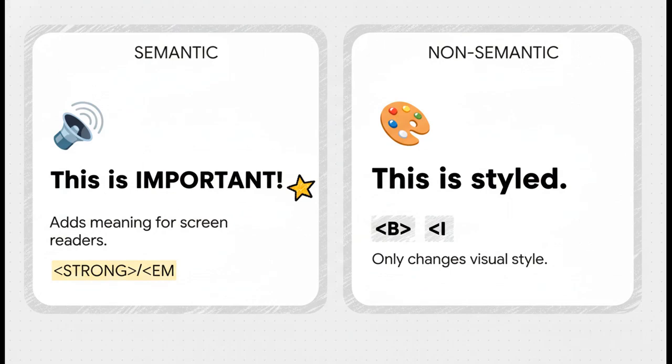Now, this one is so important, especially when we talk about accessibility. Using strong and emphasis is semantic. It tells screen readers that this text has importance or emphasis. But using B and I, that's purely visual. It just changes the look without adding any of that deeper meaning.